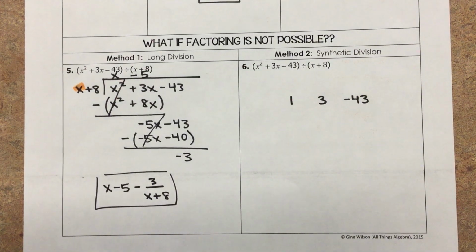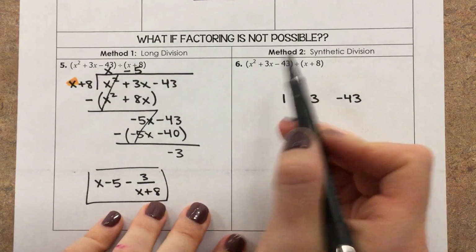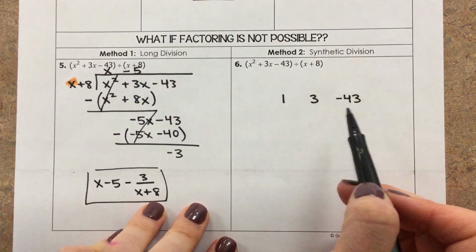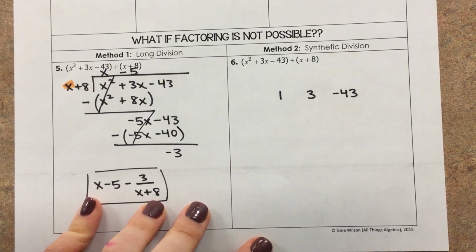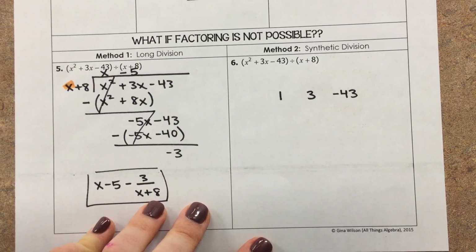So you take just your coefficients, and it's really important that they're in the right order, and it's really important that you account for everything. So we're going to keep them in a little box.